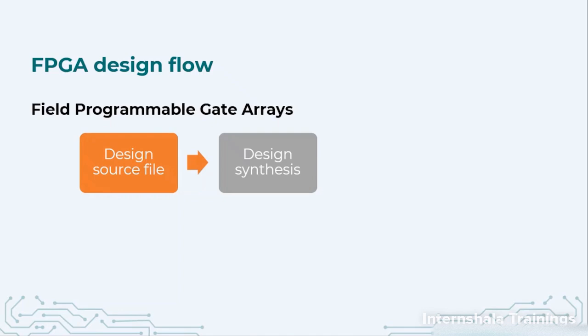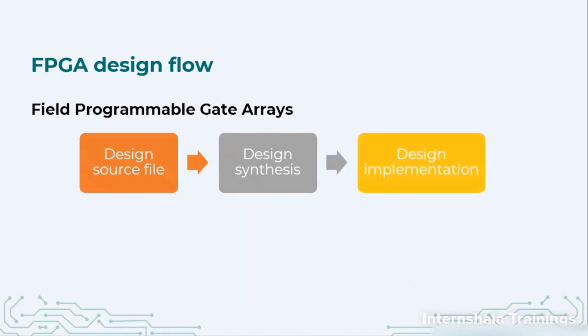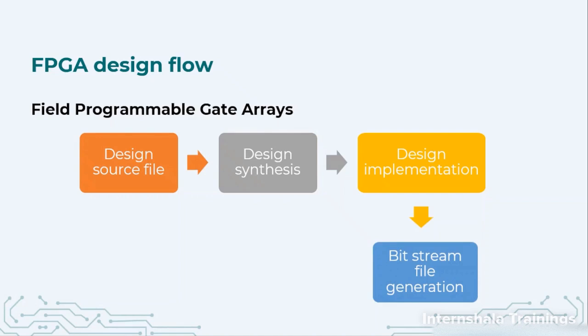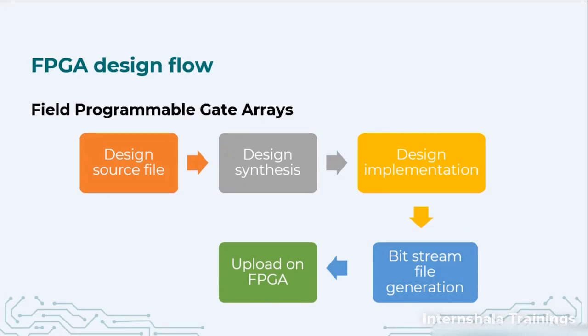Then we synthesize the text-based coding file into a circuit. Once that is done, then we implement it using the design implementation step. Once that is done, then we generate a bitstream file. This file contains every possible piece of information for transforming our design and converting it into a circuit on the FPGA. And then we upload it on the FPGA. And now this FPGA will behave like the system that we have programmed it with. Next time we can reprogram it and it can work as a different system.